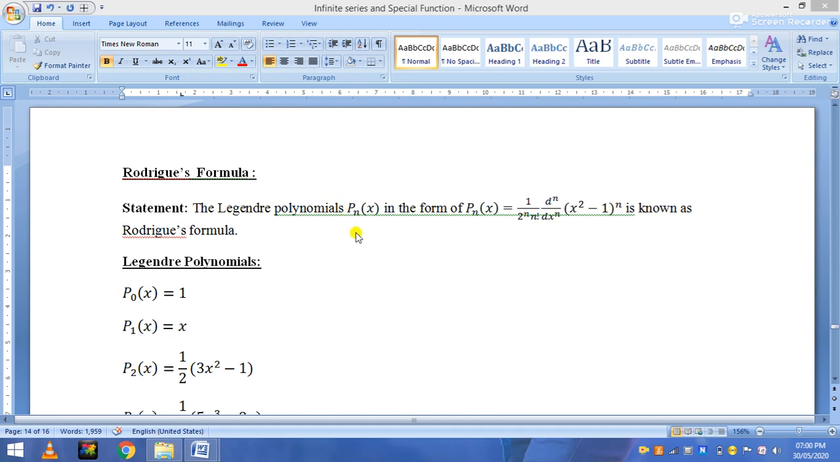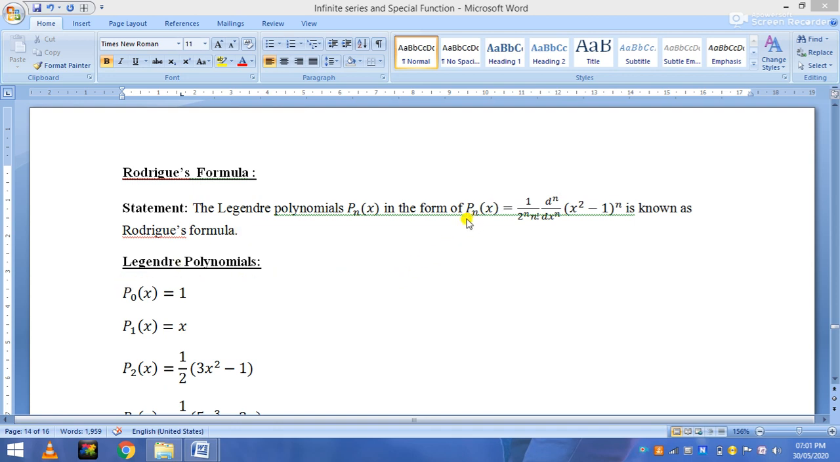The Legendre polynomial Pn of x, in the form Pn of x equal to 1 divided by 2 raised to n into n factorial, d raised to n divided by dx raised to n, into x square minus 1 whole raised to n, is known as the Rodriguez formula. The nth polynomial of the Legendre is called the Rodriguez. So it is defined as Pn of x equal to 1 divided by 2 raised to n into n factorial, then d raised to n dx raised to n into x square minus 1 whole raised to n, known as the Rodriguez formula. So by using this we solve the Legendre polynomials.